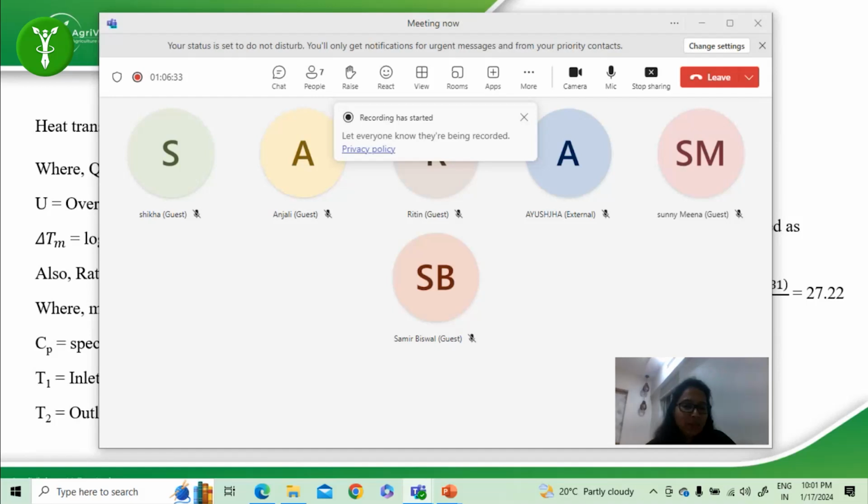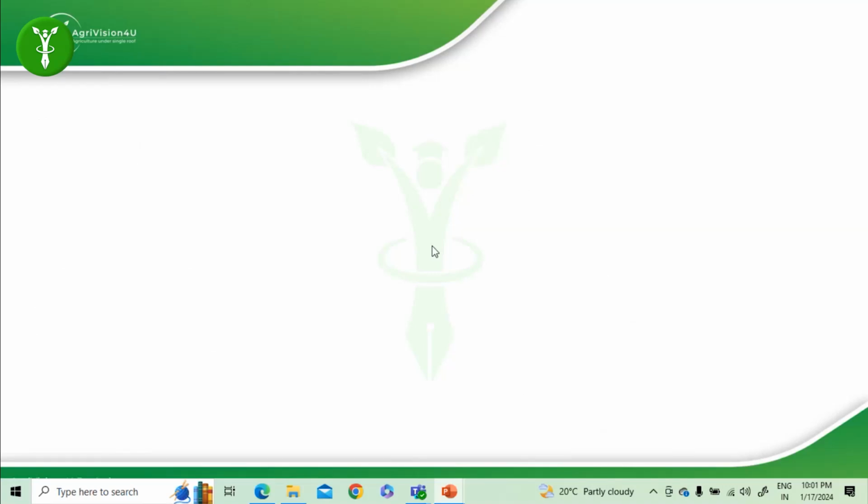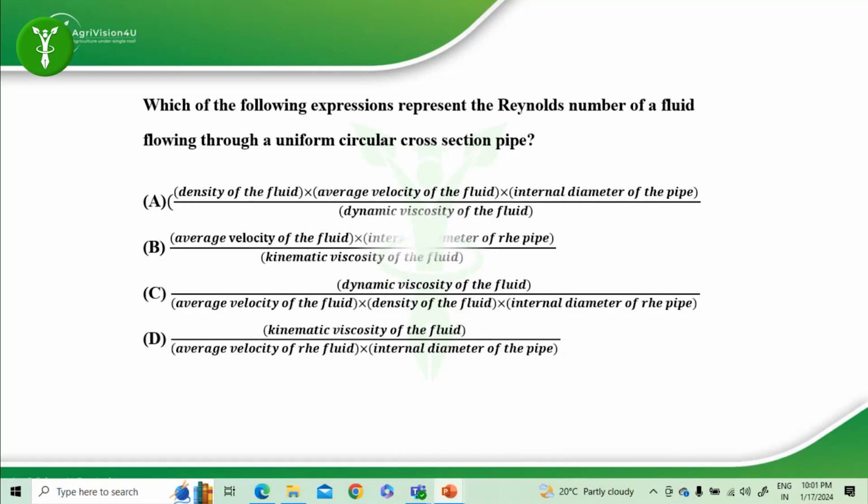Typically the next is not a problem statement. It is a theoretical problem, and I guess everyone should be able to answer it. The theoretical problem is: which of the following expressions represent the Reynolds number of a fluid flowing through a uniform circular cross-section pipe? What is the answer? A and B. Okay, perfect. So the answers are A and B definitely.